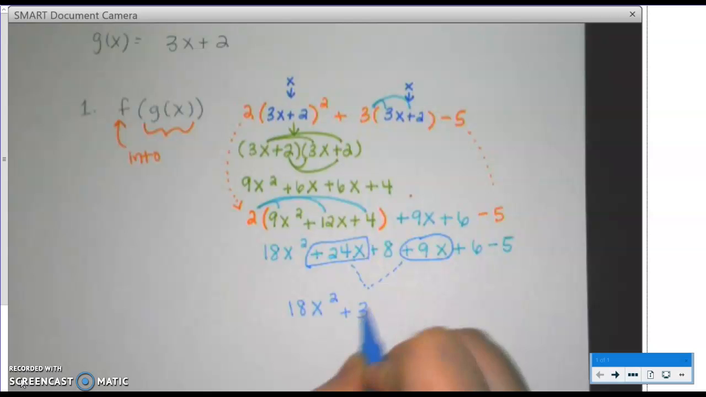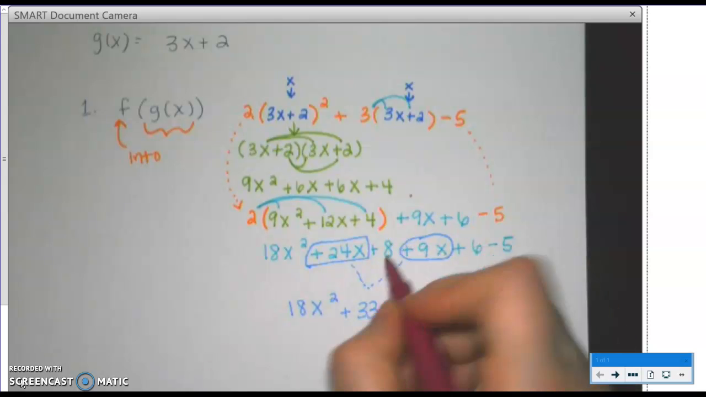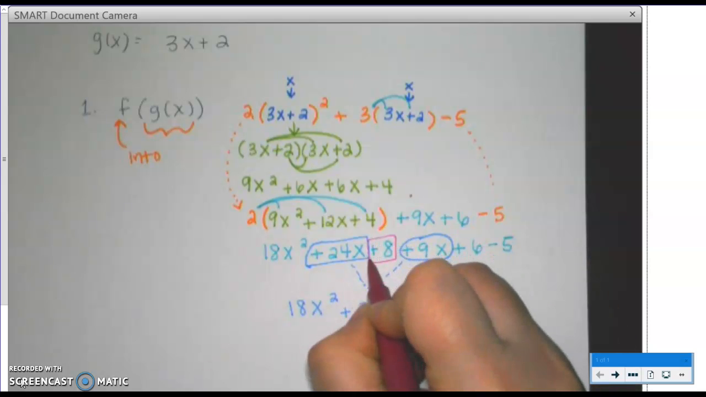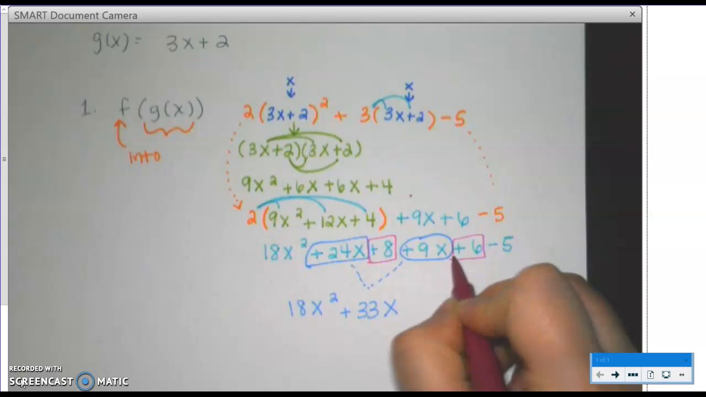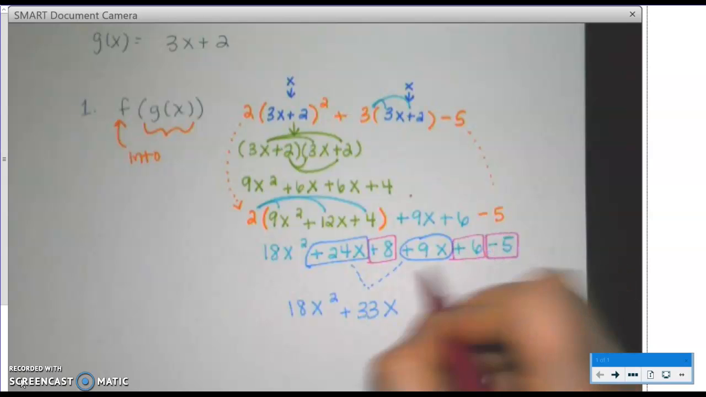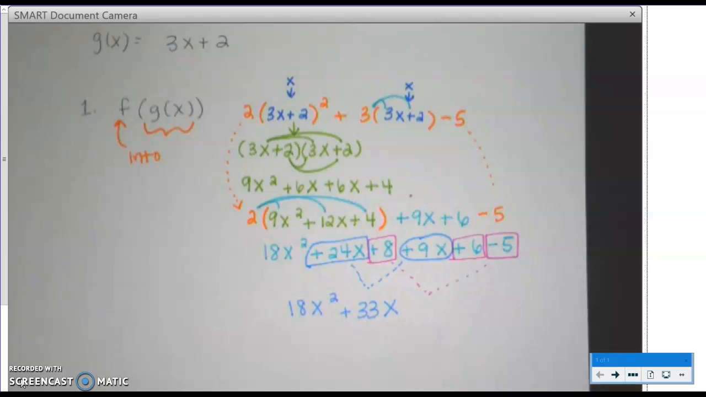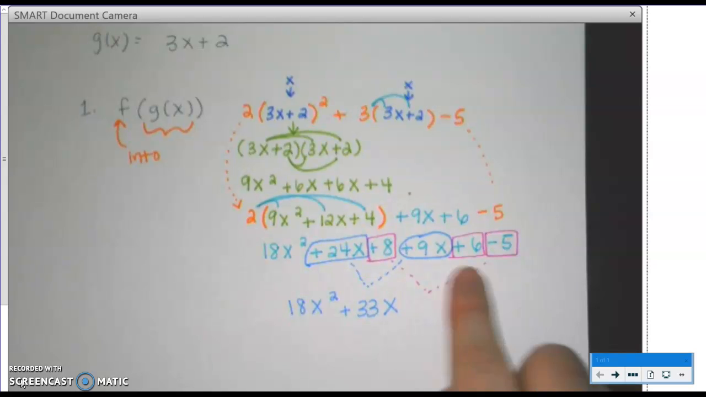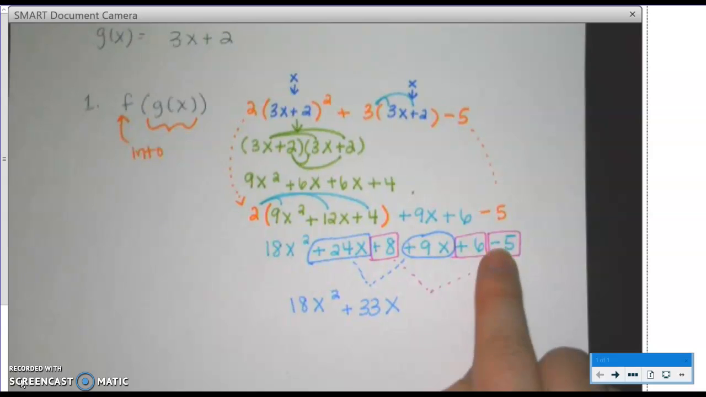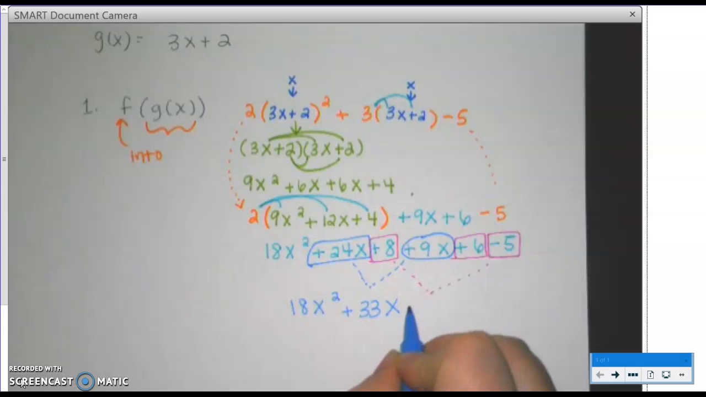That should be 33x. And then I have 8 plus 6 minus 5. Combine all that. So 8 plus 6 is 14. I'm actually going to do 6 minus 5 is 1. So 8 plus 1 is 9. All right, so that's how you have to leave it.